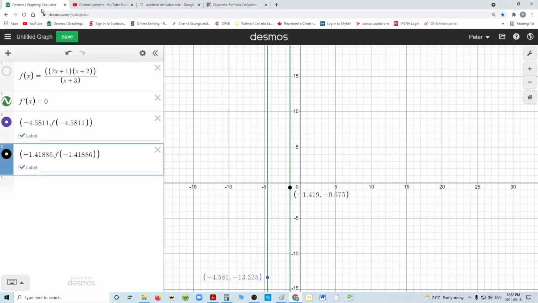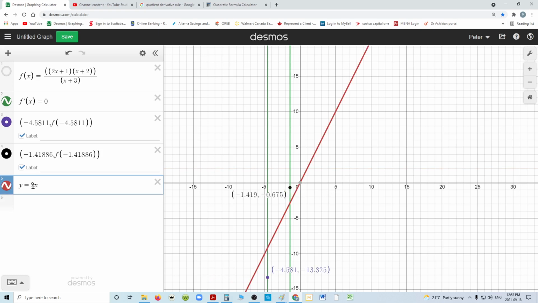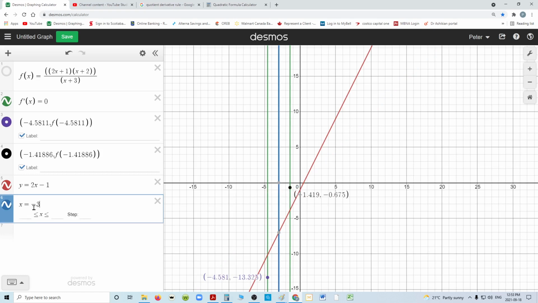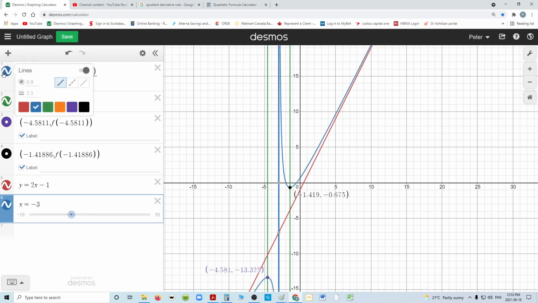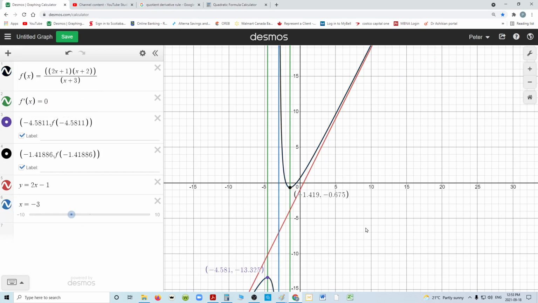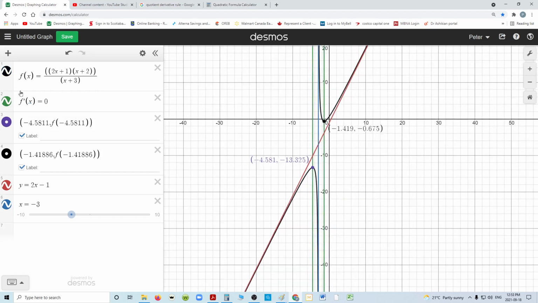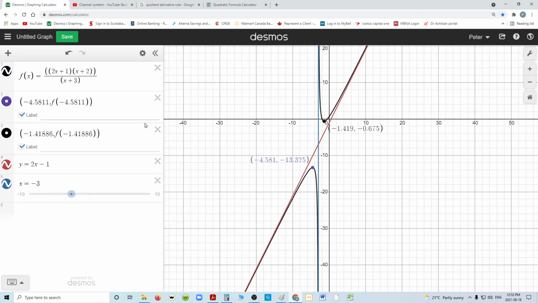Let's turn on the graph. Oh, let's also put our oblique line in there. We're going to do y is equal to 2x minus 1. We're also going to put our vertical in here, like that. And finally, we're going to turn on our graph, and we're going to make it black. And we're going to get rid of these.